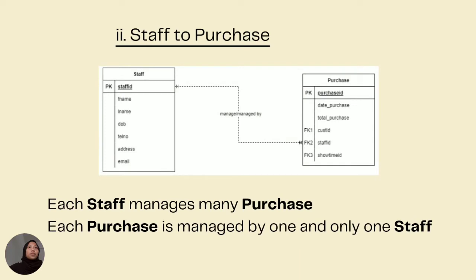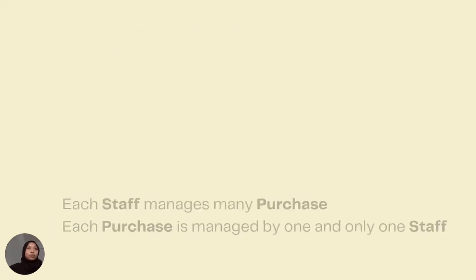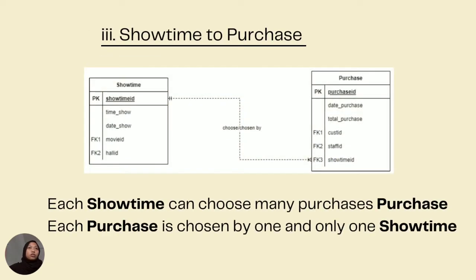Next is staff to purchase. Staff to purchase is a one-to-many relationship, which is each staff can manage many purchases, but each purchase is managed by one and only one staff. Next is showtime to purchase. One showtime is related to many purchases, meaning that each showtime can have many purchases, but each purchase is chosen by one and only one showtime.